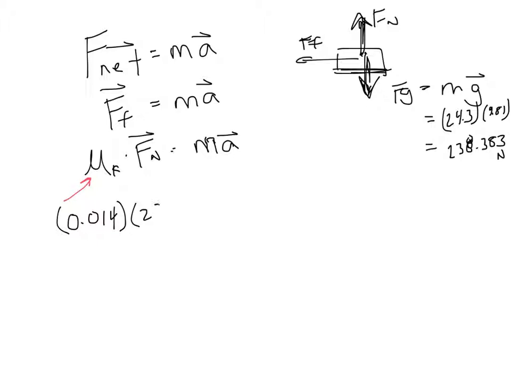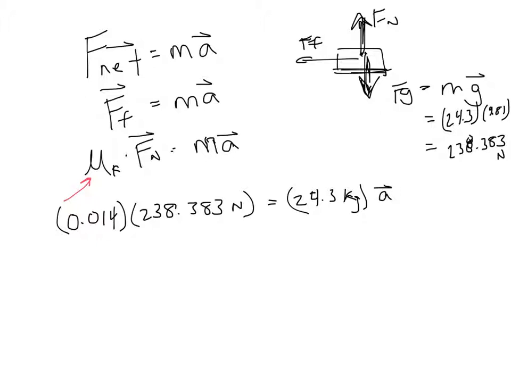That's going to be 238.383. Notice I'm keeping a lot of extra digits around in numbers. These are process calculations. I'm going to round at the very end, but I'd like to keep extra digits throughout the question so it doesn't affect the overall value, and we'll round off at the final value. And that's got to be equal to the mass, which we know was 24.3 kilograms multiplied by acceleration.